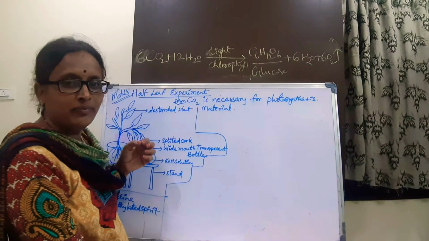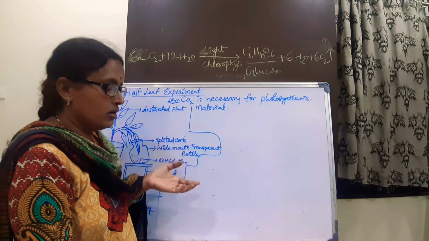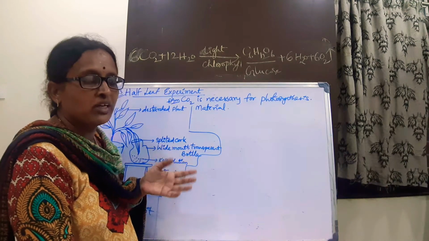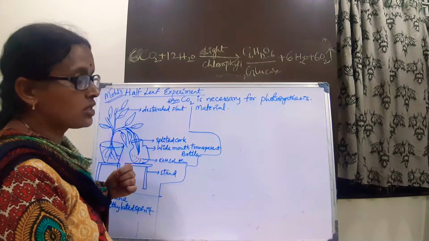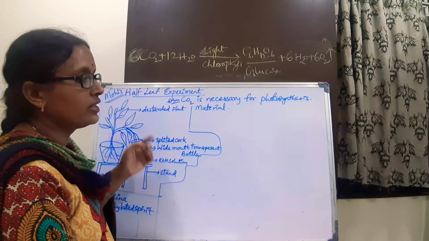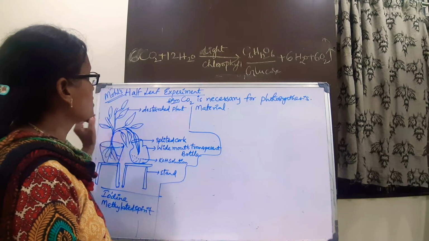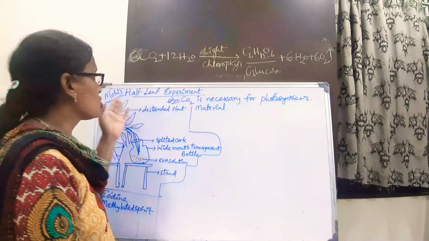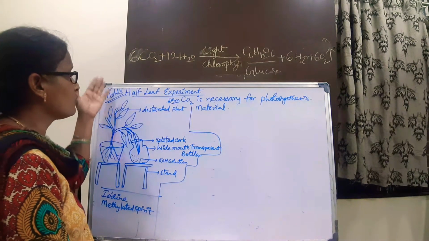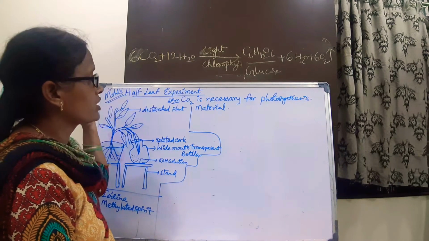Good morning, children. Continuing our topic, we have gone through the Bell-jar experiment done by Priestley, and starch is present in the leaves. Continuing our topic, one more activity is there, that is Moll's half-leaf experiment. This is the name of the scientist Moll who did this activity.